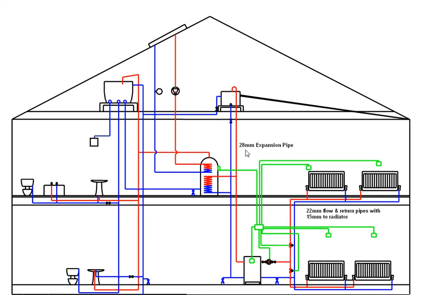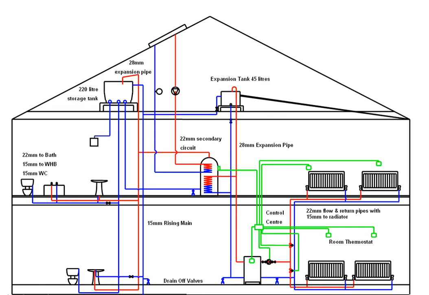Sizes then, we have our 28 expansion vessel, 22 flow and return pipes to the rads, 15 on the upstand, which is this part here and this part here. We have also our secondary circuit, which is 22 millimeters, 15 millimeters then up to our wash hand basin and our toilet, 22 to the bath, and our drain off valves, and our primary and flow circuit down here.